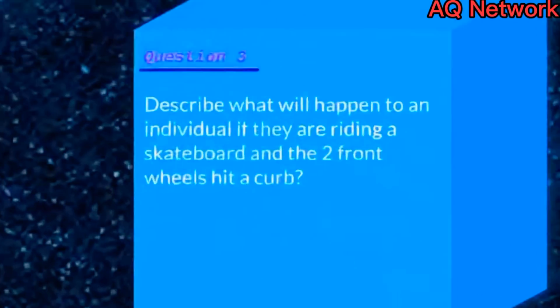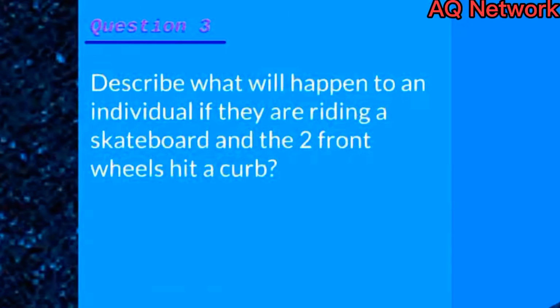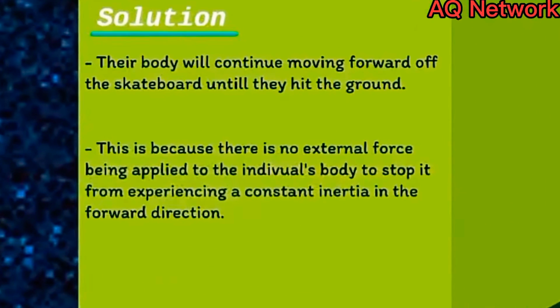Question 3. Describe what happens to an individual if they are riding a skateboard and the two front wheels hit a curb. Solution. Your body will keep moving forward and fly off your skateboard since the curb only stops the board, not yourself. This is because, as we know, our body travels at the same velocity as the skateboard would in this example. Since the skateboard is stopped by the curb, our bodies do not recognize this and still continue forward. Since there is no external force being applied to stop the individual from continuing forward, they will end up accelerating forward until they hit the ground.